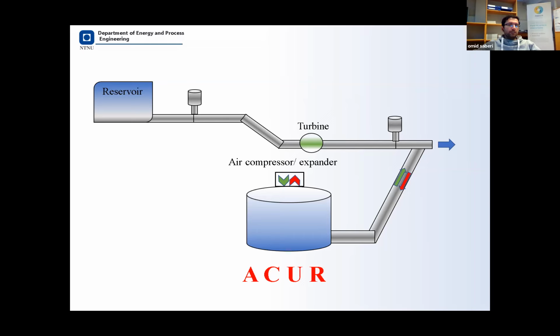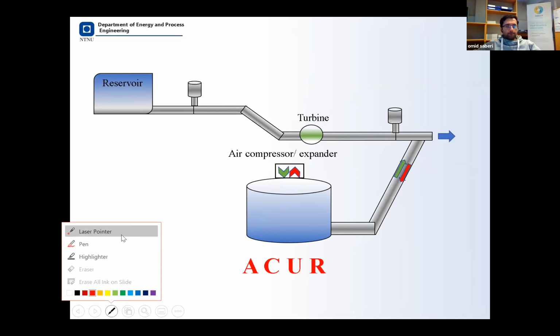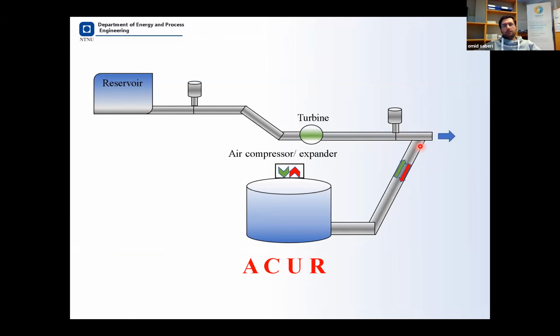My main duty in this project is modeling, or writing software to model, the Occur system. Occur is an abbreviation of air cushion underground reservoir. In other words, Occur is a pressurized underground reservoir which is located at the end of the hydropower, at the outlet. And this system can control outflow by using an air compressor or air expander.